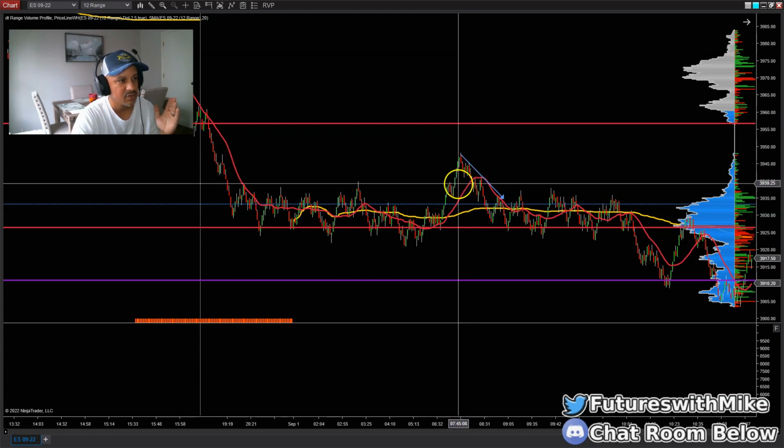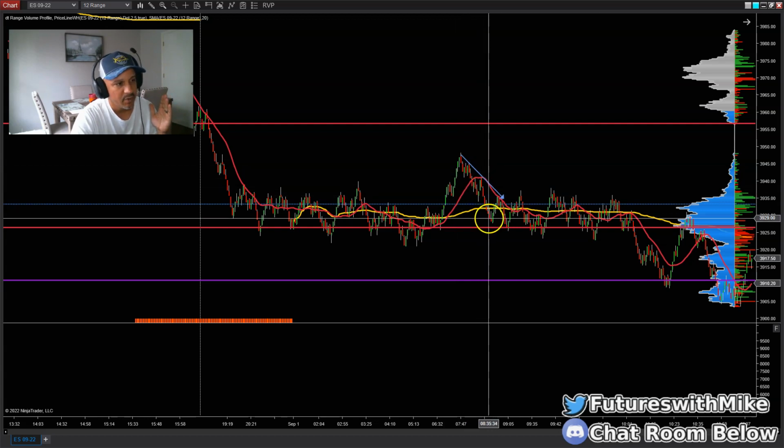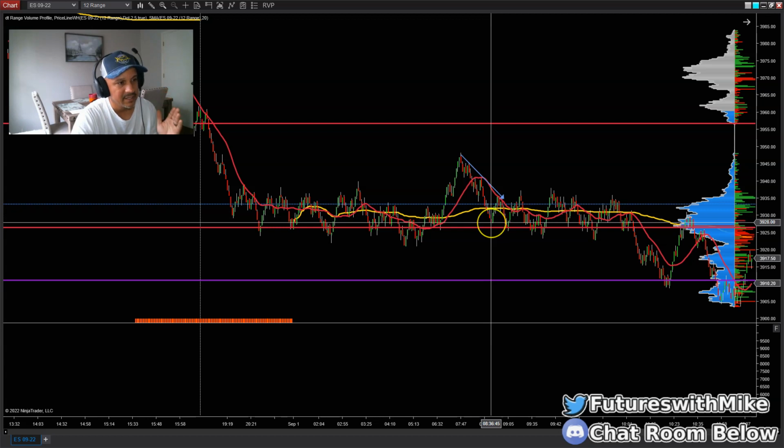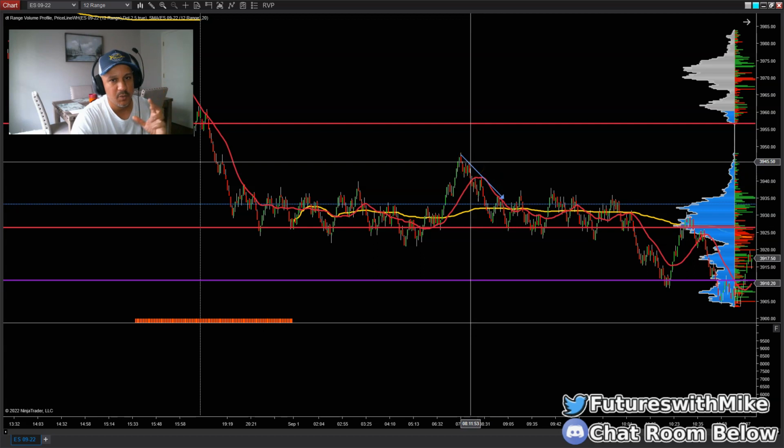Then I want to see if price is going to break that area of structure to the left, or some area of structure. It does. It pushes lower. It makes a low. The moment it pulls back, I've already drawn my trend line from two prior highs.